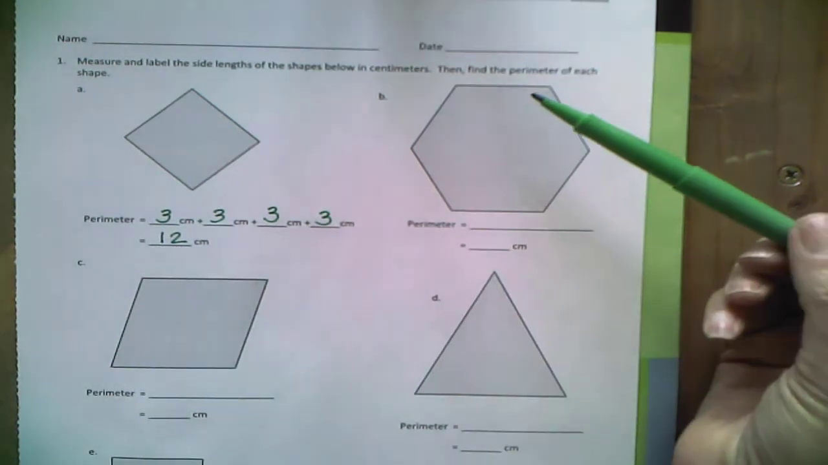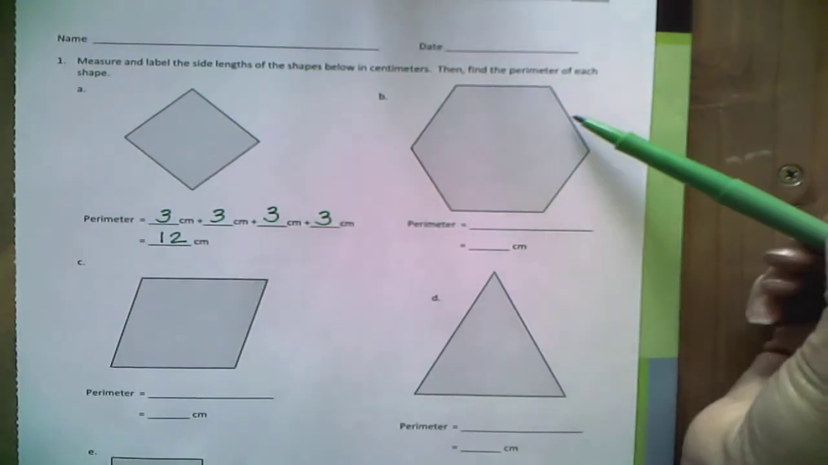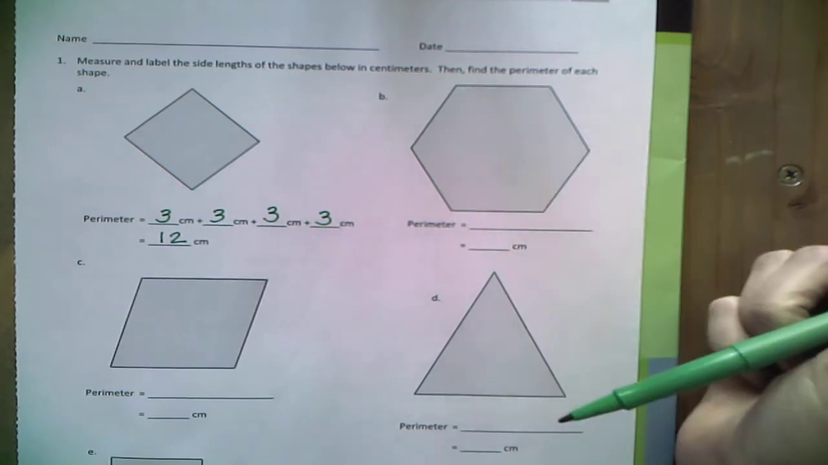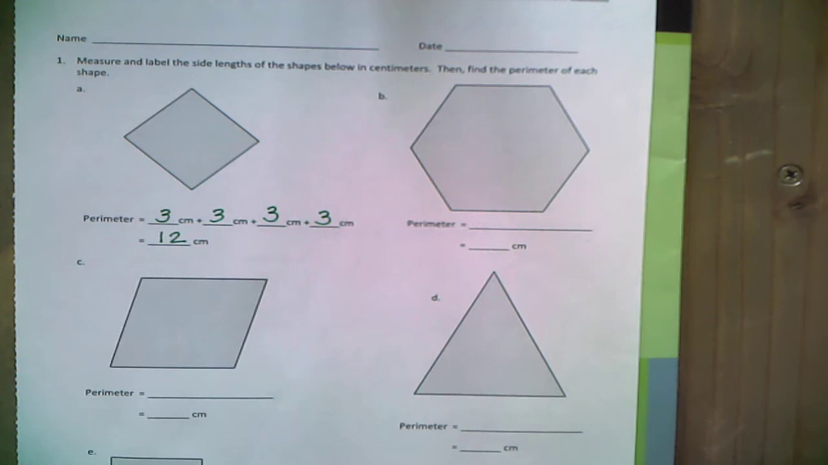Okay, let's move on to this guy. What is this shape called? How many sides do we have? 1, 2, 3, 4, 5, 6. Does anybody know what a 6-sided polygon is called? That's right, it's a hexagon.